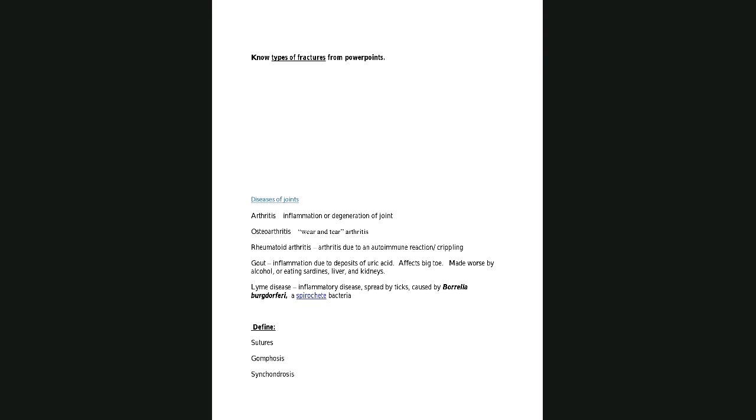Diseases of joints. Arthritis is inflammation or degeneration of a joint. Osteoarthritis is wear and tear arthritis. Rheumatoid arthritis is an autoimmune reaction where the body attacks itself. Gout is inflammation where uric acid is deposited into a joint. You have to have an inflamed joint to start with, and then the uric acid levels are increased. So some people have a tendency to get this uric acid increase. It's made worse by alcohol, sardines, eating liver, kidneys, beef, drinking beer, especially beer.